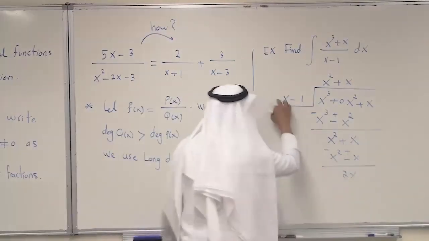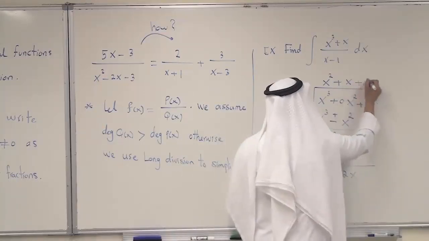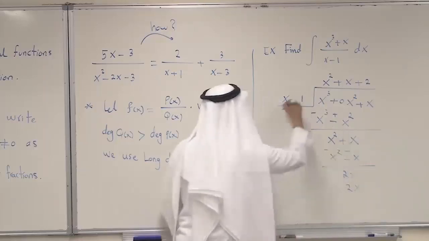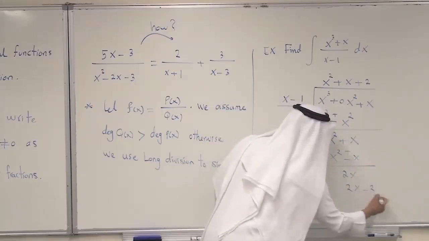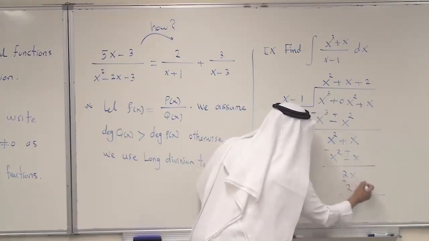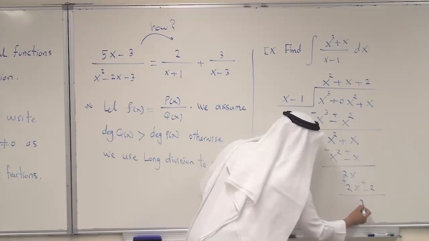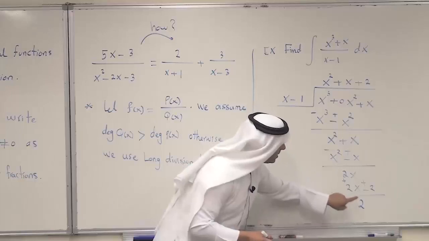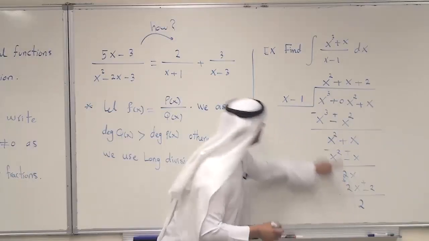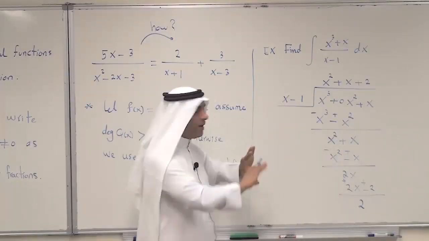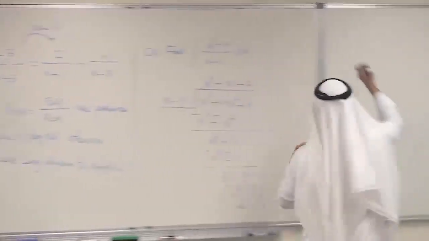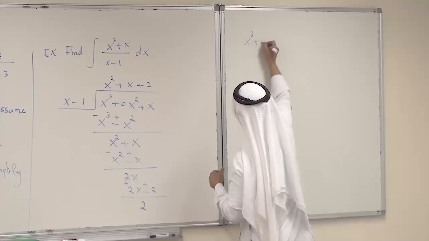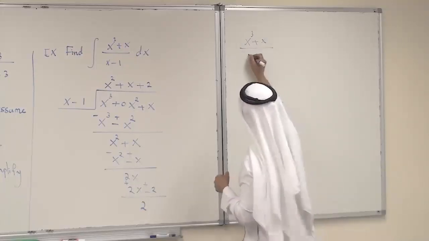So 2x divided by x, that will give me plus 2, okay? 2 times x, that is 2x. 2 times minus 1, that is minus 2. Again, you need to switch the signs. This is plus, so the final will be 2. Now we reach the last one is a constant, so it has a degree less than the divisor. So we stop here, and then we rewrite the fraction as this. We just rewrite it like x cubed plus x divided by x minus 1.